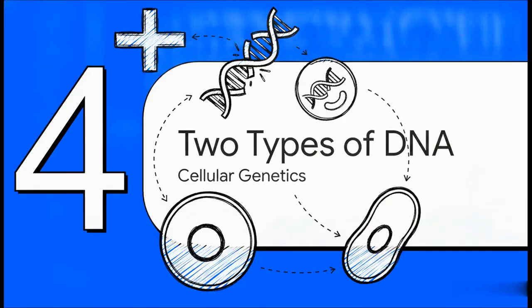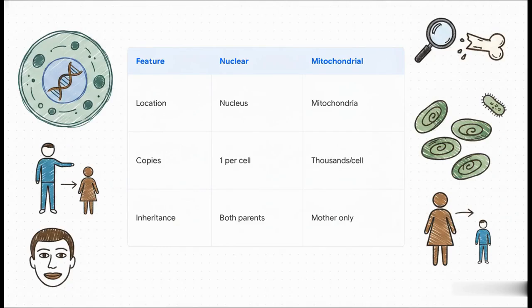Okay, let's look at section 4, 2 types of DNA. To understand how we solve these historical mysteries, especially with highly degraded DNA, we have to recognize that our cells actually contain 2 completely different types. On the left here, we have nuclear DNA. This is located right in the nucleus. We only have 1 copy per cell, and we inherit it equally from both our father and mother. It's the DNA that determines our physical traits.